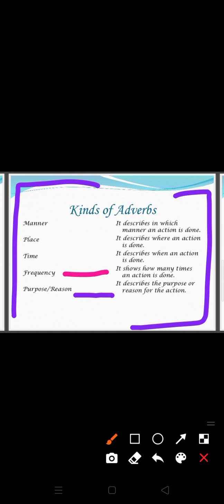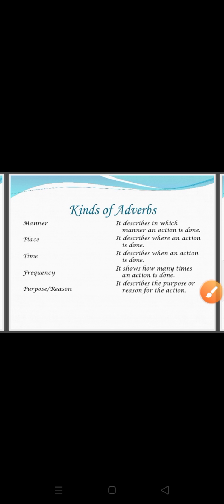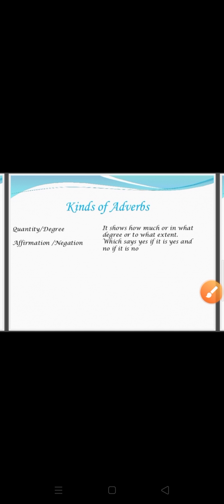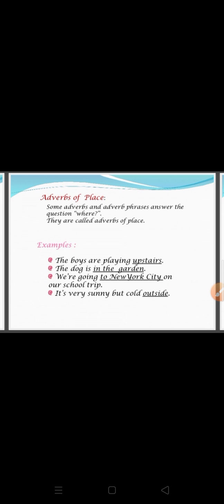These are the kinds of adverbs: adverb of manner, place, time, frequency, purpose or reason. Now two more kinds of adverb are there: quantity or degree, and affirmative or negative. Quantity shows how much, in what degree or to what extent the action is done. Affirmative or negative says yes if it is yes and no if it is no. These are the kinds of adverb. Now let's read them one by one. Adverb of place.